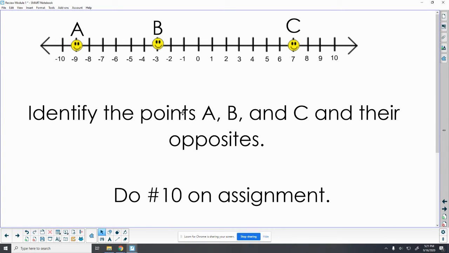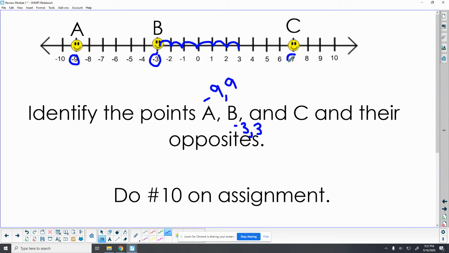Now we need to identify the points and identify their opposites. So here we have point A is at -9. So I know A is -9, and its opposite would be 9 from the other side of 0, makes it +9. B here is at -3. So it's 3 units away from 0, 1, 2, 3. Then I need to go 3 in the other direction, 1, 2, 3. So its opposite is +3.